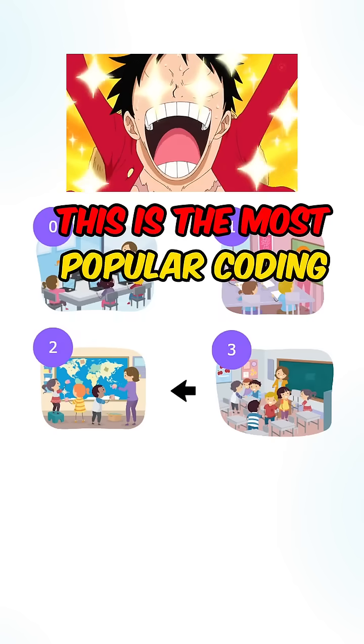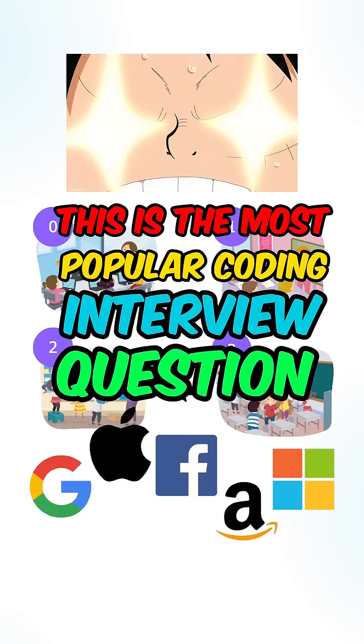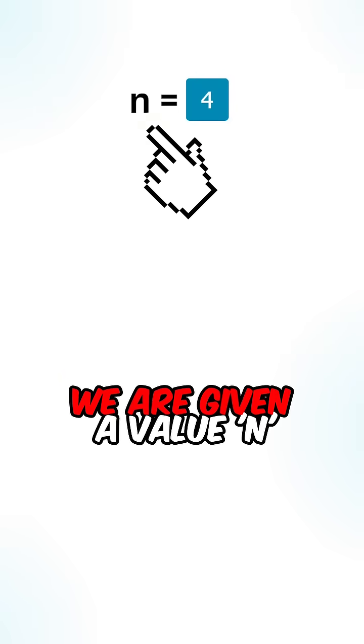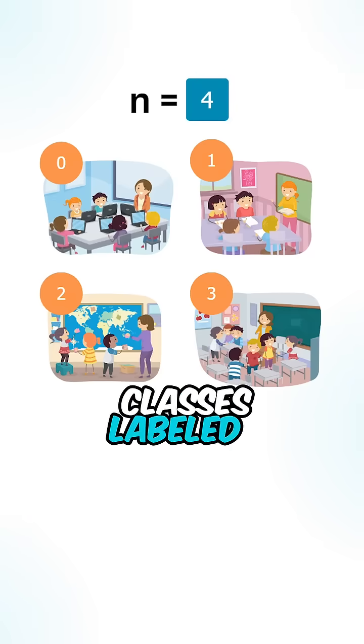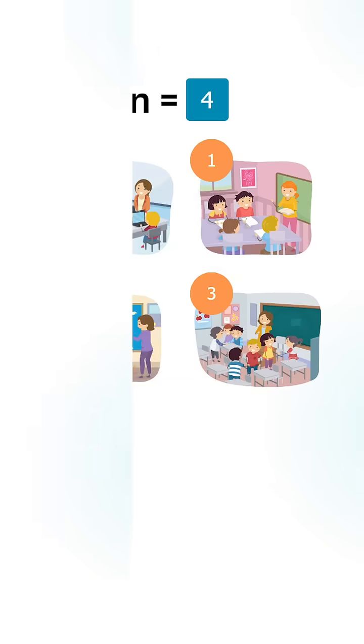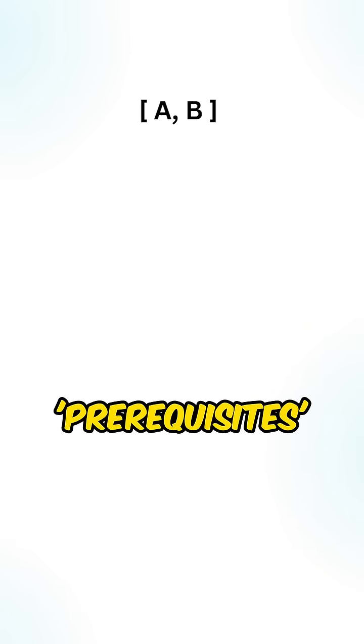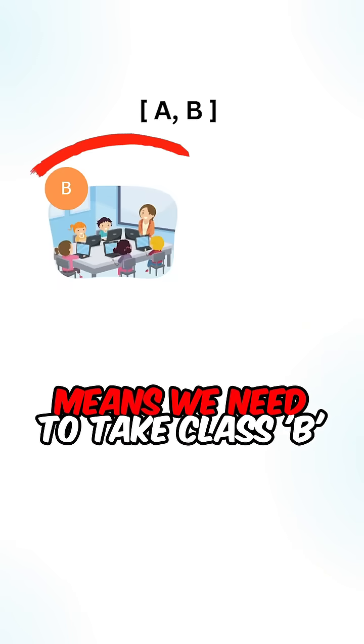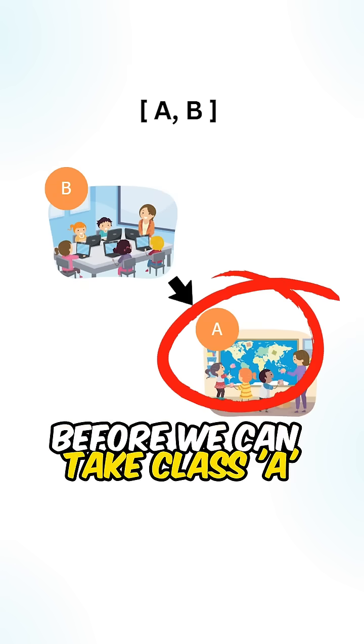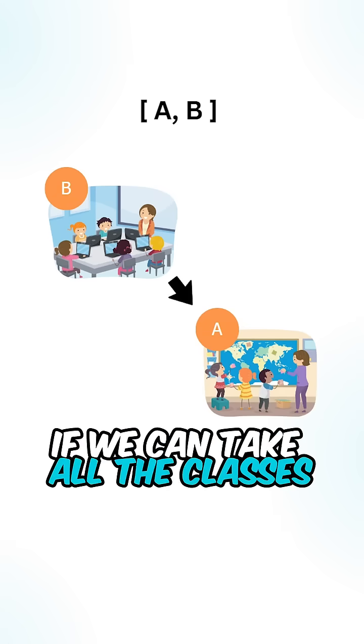This is the most popular coding interview question at every single top tech company. So we are given a value n, which represents classes labeled from 0 to n minus 1. Now we are also given an array prerequisites, where each element a, b means we need to take class b before we can take class a. So return true if we can take all the classes.